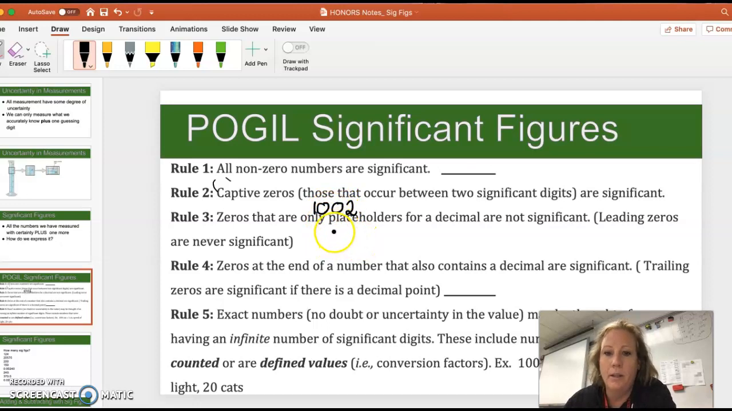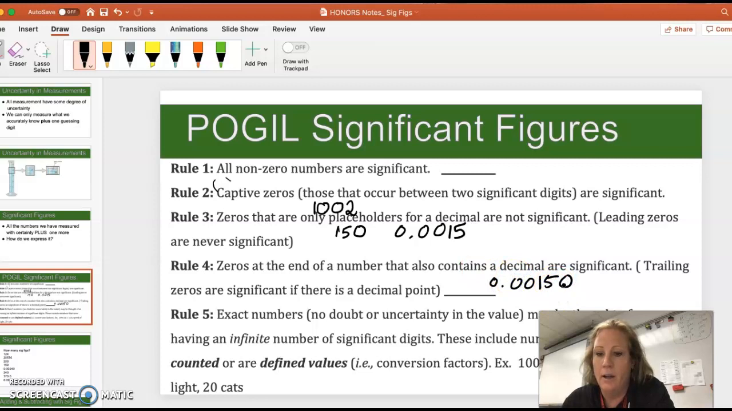Zeros that are placeholding are not significant, so this 0 here isn't significant. If you wanted it to be, you'd have to put a decimal. Also, those leading placeholders are not significant, so these are not significant zeros. Zeros at the end of a number that has a decimal are significant. So let's say I have that number again, but I have a decimal here. Now, these three are not significant. They're placeholders. They're important, but these are the 3 sig figs.